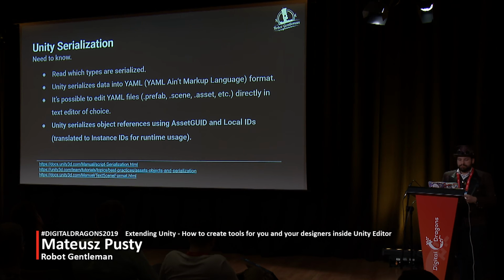Another thing you need to know is that Unity serializes objects using asset GUIDs and local IDs that are translated to instance IDs for runtime usage. So the asset GUID is basically the ID of the asset in your project, and the local ID is, for example, the ID of a component inside that asset. In runtime, they're translated to instance IDs, so you cannot use the GUIDs or local IDs that you have stored from your editor to find something in your built game.